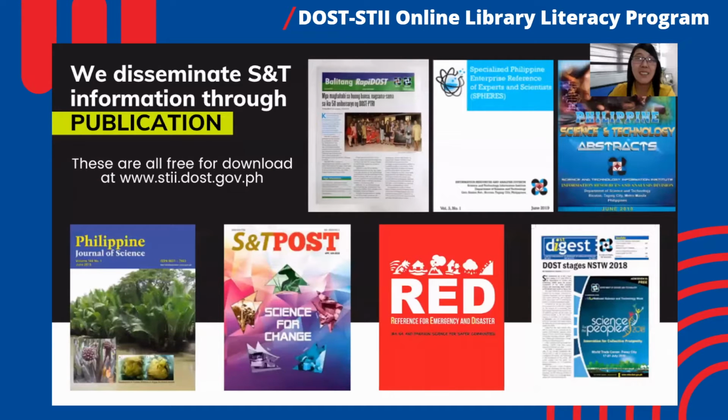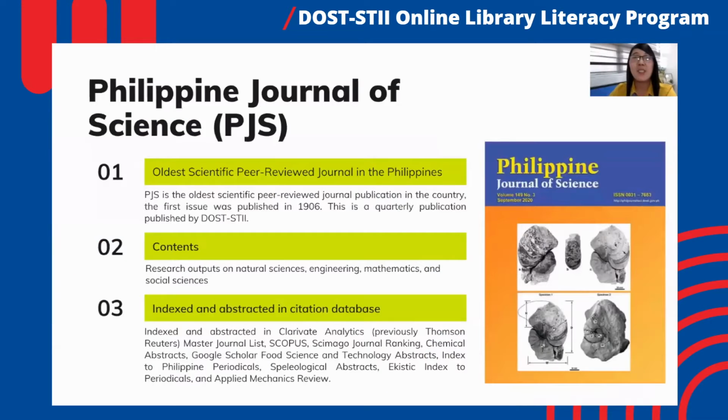We also disseminate S&T information through our publications. So these are all of the DOST-STII publications that you can download for free at stii.dost.gov.ph. So let's describe each publication. Let's start with the Philippine Journal of Science, or PJS, which is the oldest scientific peer-reviewed journal in the Philippines, published in 1906. So what can you see inside PJS?